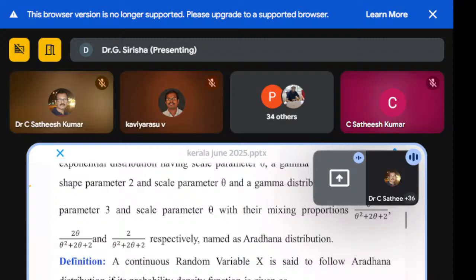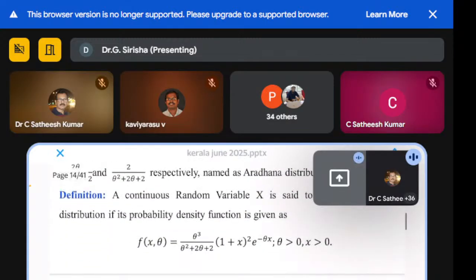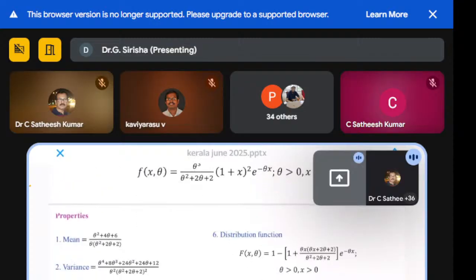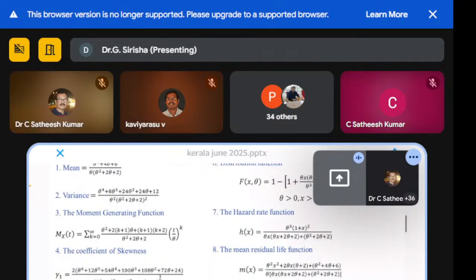Its density is obtained to be this expression. Properties have been derived: the mean is (theta square plus 4 theta plus 6) by theta into (theta square plus 2 theta plus 2). Likewise, all the properties they have derived.